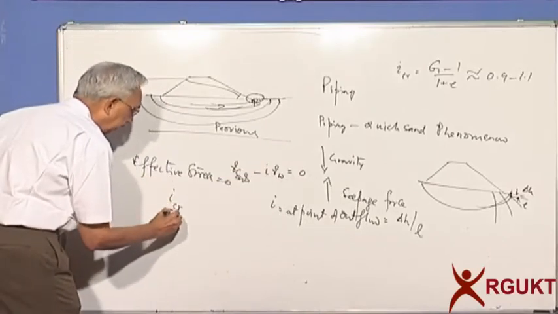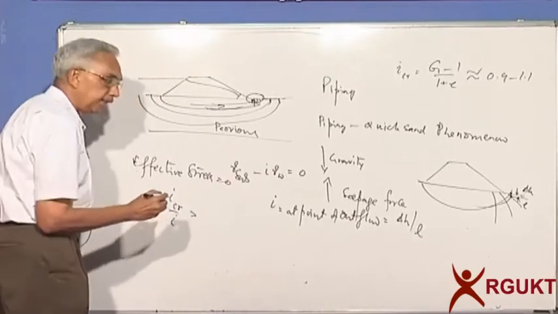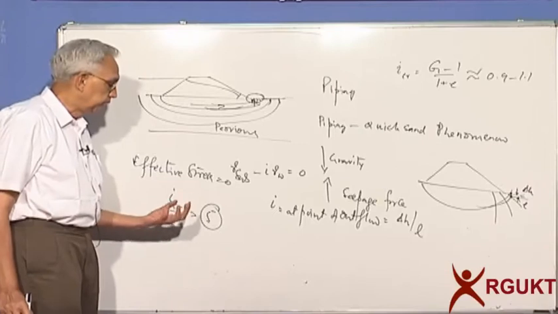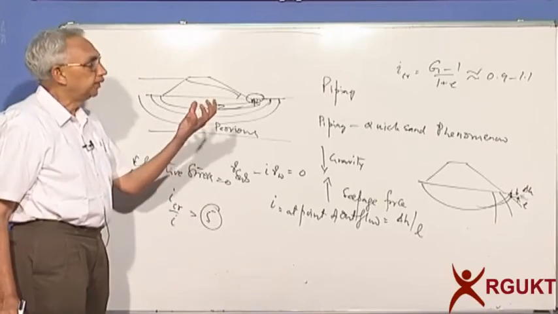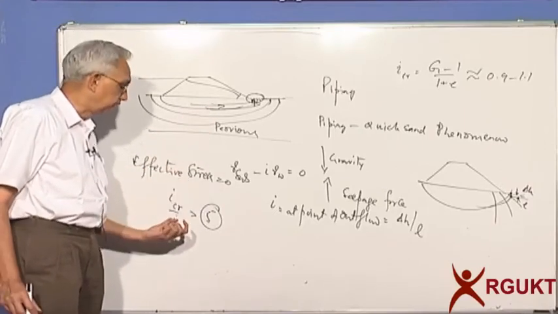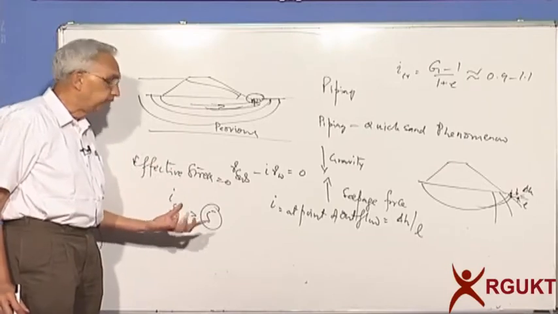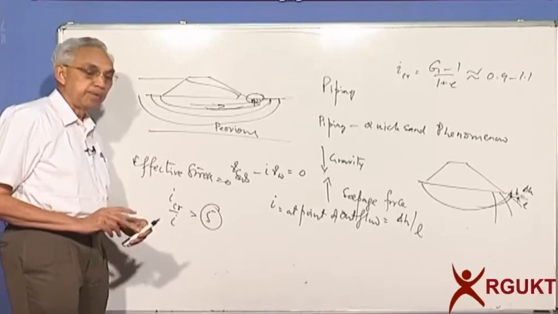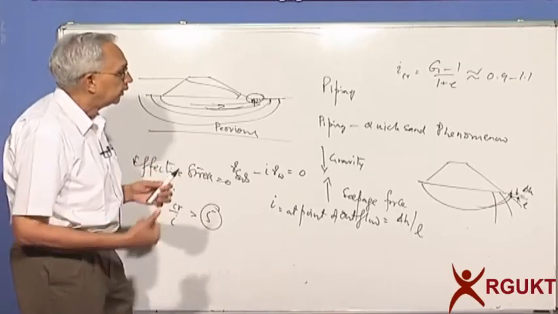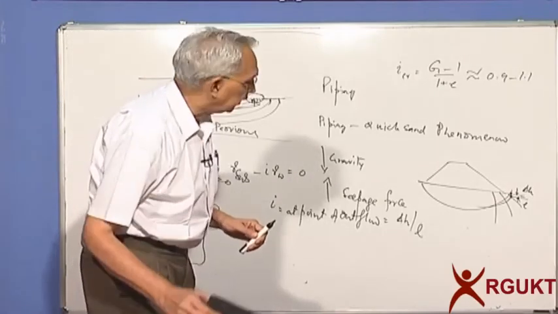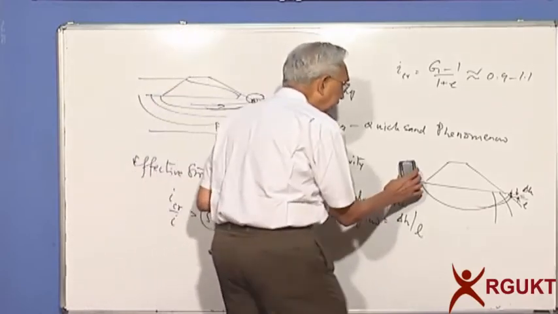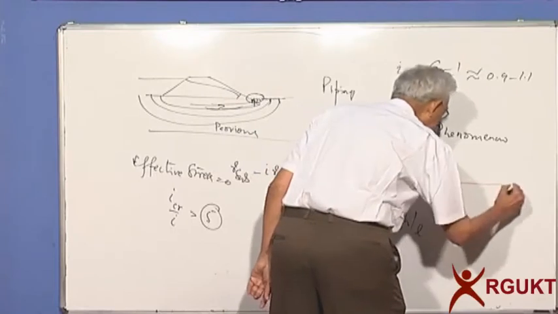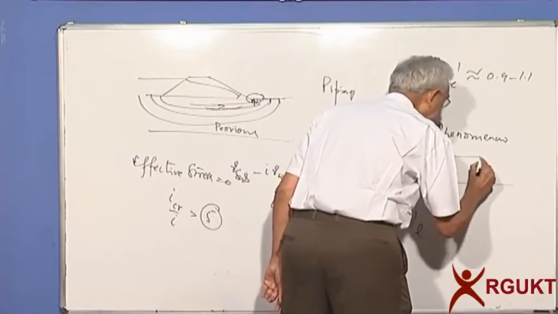and what we have to do is this: i critical by i should be greater than, usually with a factor of safety of 5. We make sure that the actual gradient is a small fraction of the critical gradient, then you are sure there will be no piping mechanism or boiling or quicksand condition. The other way you can prevent downstream toe failure is to provide what you call relief wells.